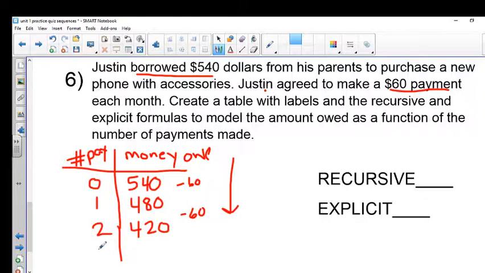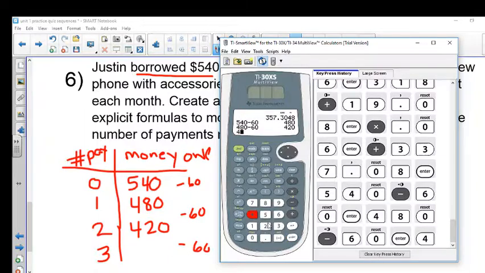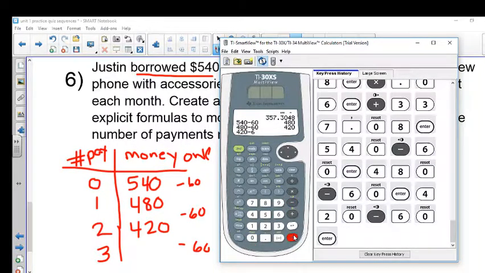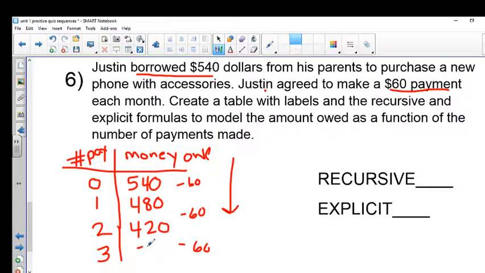Okay? And let's do it for the third month, just because we want at least 4 numbers here. So we have 420, and remember, we're going to take 60 away from it. So we got 420 minus 60, and we get 360. So after 3 months of making a $60 payment, he owes $360.